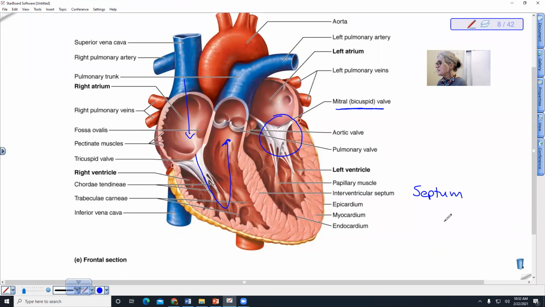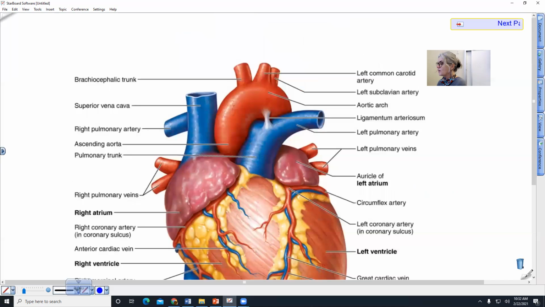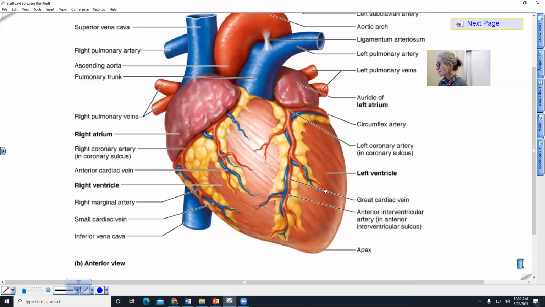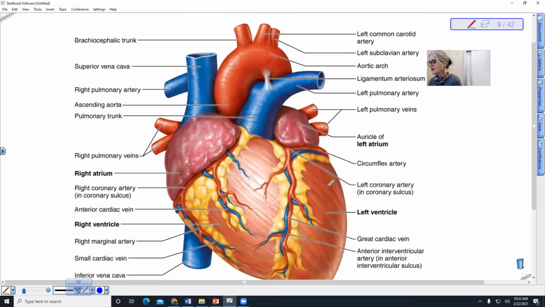Okay, so this is the inside of the heart showing the valves and the chambers. But when we look at the external part of the heart, we can see that there are some really interesting anatomical places here. So this one is really interesting. This is actually called an auricle. So this ear-like structure is an auricle, right? And this just increases the carrying capacity of your atria.